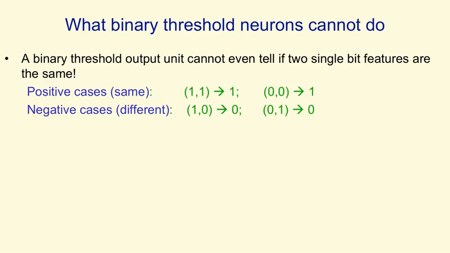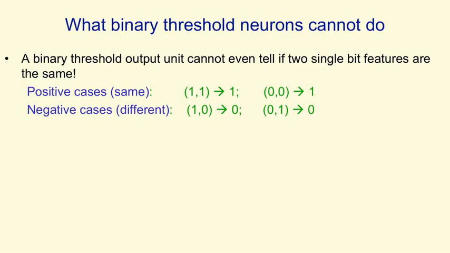So here's a classic example. What we're interested in is, what can you learn to do with the binary threshold decision unit, that is, by changing its weights? And we're going to show that there's very simple things that it can't learn to do.